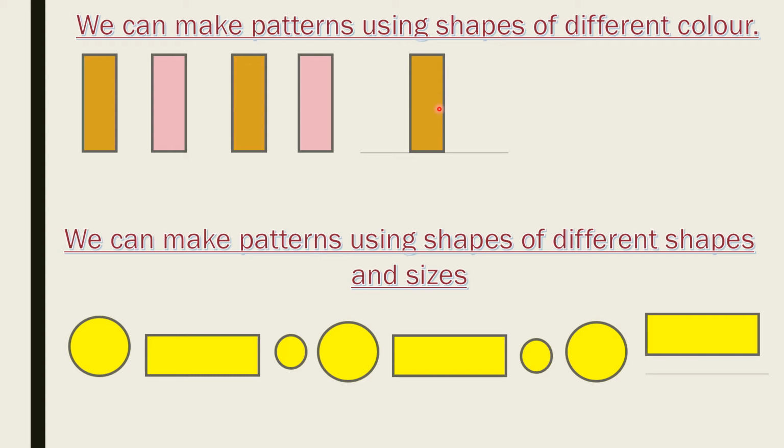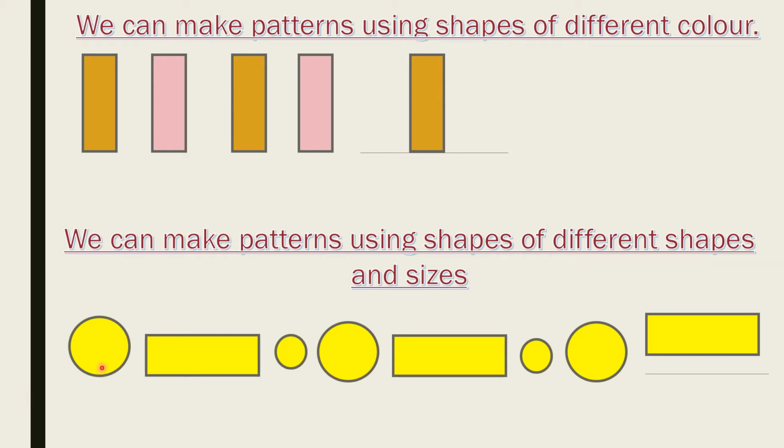Okay, we are done with three types of patterns: different sizes, different shapes, and different colors. Now the last pattern we are going to learn is that we can make patterns using shapes of different shapes and sizes. We can make patterns using shapes which are of completely different shapes and sizes. So let's combine different shapes and different sizes together.